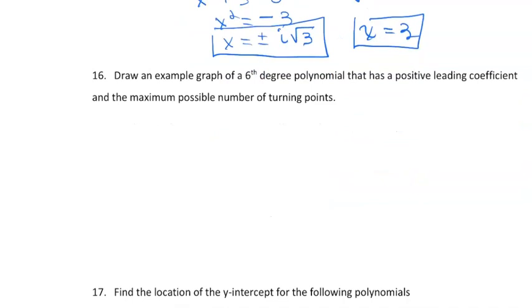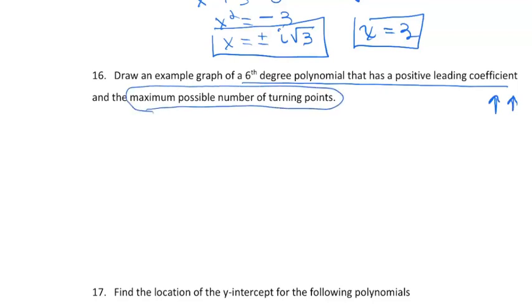Okay, draw an example of a 6th degree polynomial that has a positive leading coefficient. Okay, that means it's going to be up, up. And the maximum possible number of turning points. You've got to know what that answer is. It is 5. Okay, so if you have 5 turning points, then that means that you must have all roots real. There's no imaginary roots. And none of them have multiplicities greater than 1. Those are my 2 takeaways there.